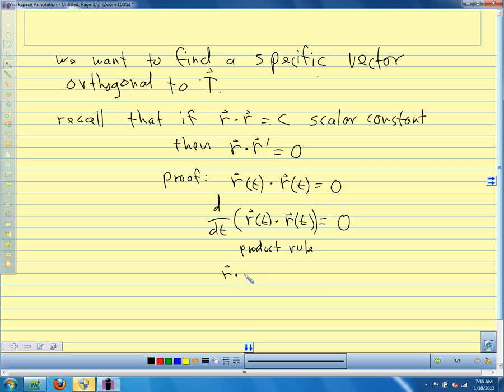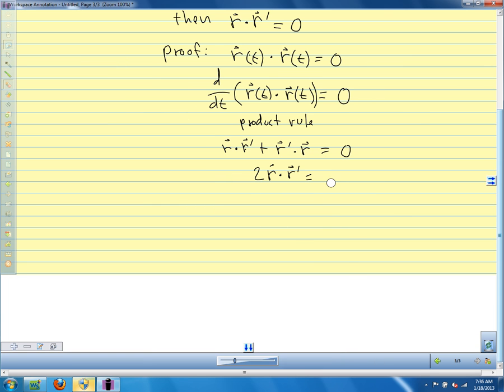So this is r of t, I'm going to drop the t's here. r dot r prime plus r prime dot r equals 0. And r dot r prime plus r prime dot r is what? The order doesn't matter here, so this is 2 r dot r prime equals 0. So we know that r dot r prime has to equal 0. And if it was any other constant, the derivative would still be 0.